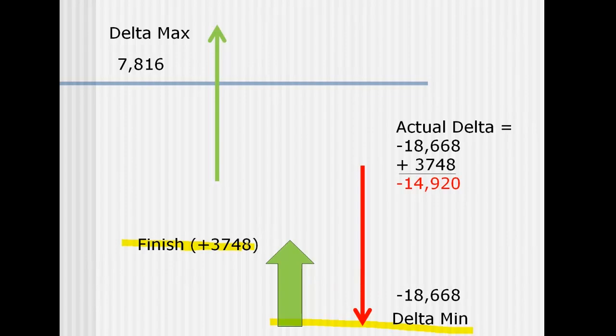So there was a little bit of increase in activity on the ask side, or we could make the assumption some buyers were stepping in. Now, to get the actual delta for the period, I take my delta min, which was the lowest level I was at, and I add to it this delta finish, and that gives me the actual delta for the bar. That's how I arrive at my delta.